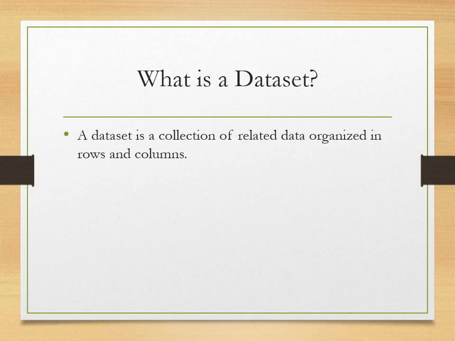A data set is a collection of related data that is organized in rows and columns. For example, a school may keep records of students' scores in different subjects. So when these records are organized in a table, we call it a data set.